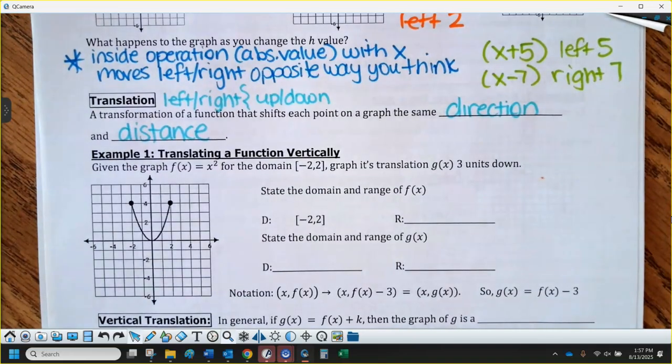So like every single point goes over 2, or every single point goes up 10 or whatever. So they go the same direction, does not change the shape of the graph. What I'm going to have you guys do is I'm going to show you a graph, and we're going to shift it based on the directions here. But before we do that, I'm just going to have you do the range.